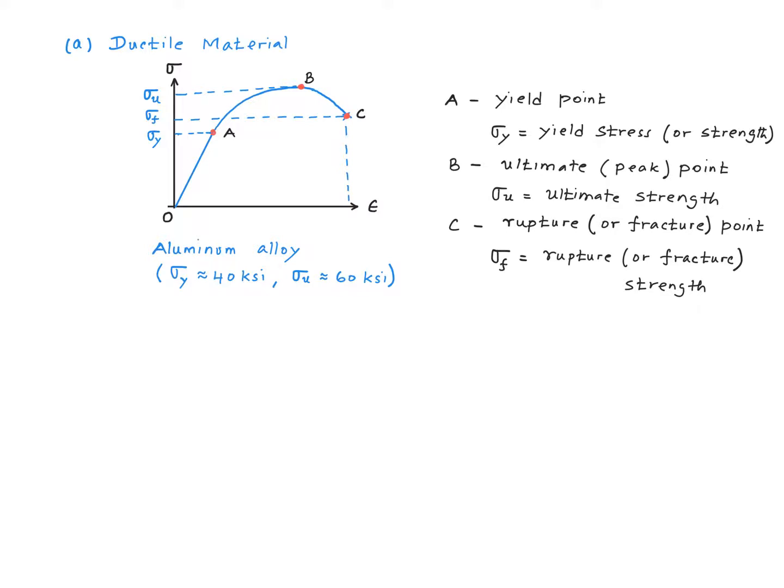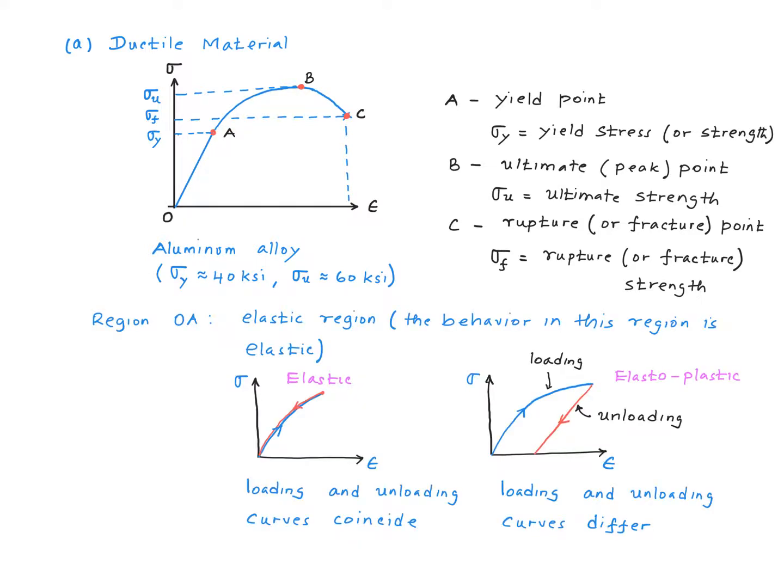It turns out that for most materials like aluminum alloy, this part right here from O to A is a straight line. But once you hit point A, it turns into a curve. Looking at this from a different angle, the region from O to A is also called the elastic region. This is the region where the material behavior is said to be elastic. So what exactly is the elastic behavior? Well, this is what elastic behavior is all about.